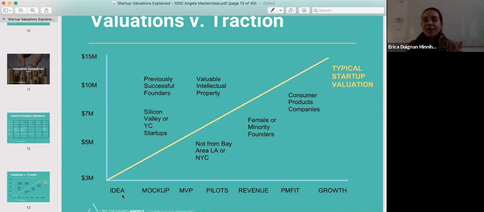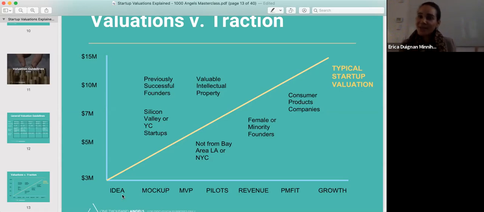So these are the 7 stages, getting from idea to potential growth stage of a startup, and the different milestones that the companies need to meet. And as you see, the valuation increases linearly as you make those gains in value for your company. And so what we're showing here are some of the factors that can cause a company valuation to be on the higher side, right?